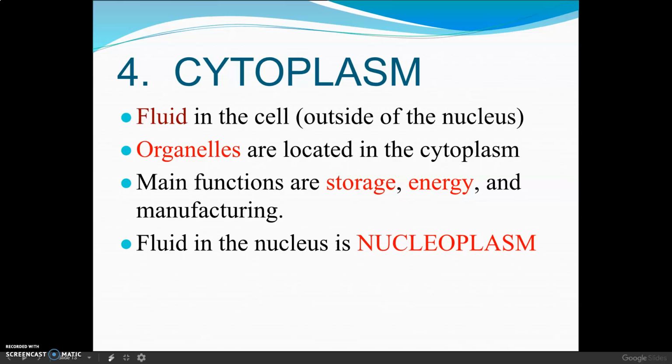Cytoplasm. It's the fluid in the cell, outside of the nucleus. Organelles are located in the cytoplasm. Main functions are storage, energy, and manufacturing. Fluid in the nucleus is nucleoplasm.